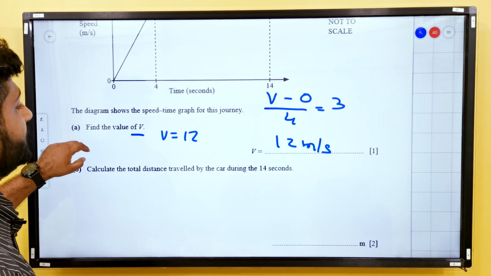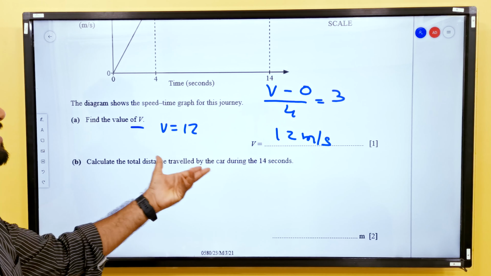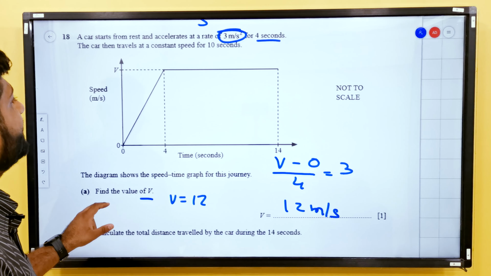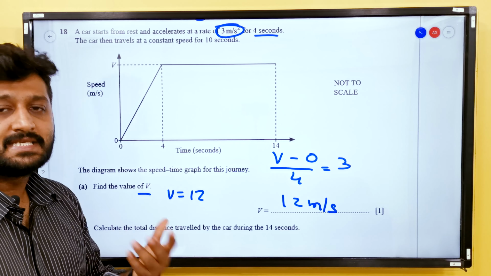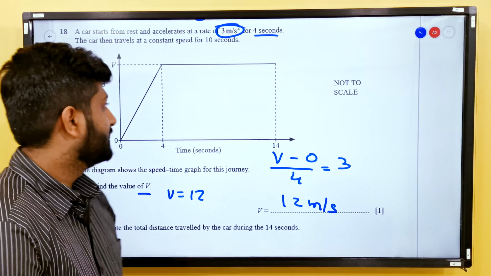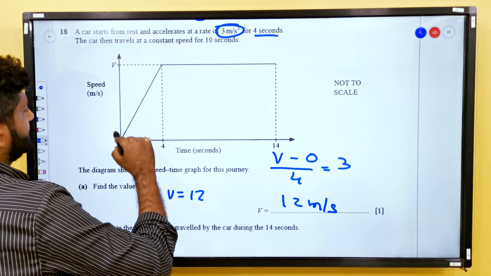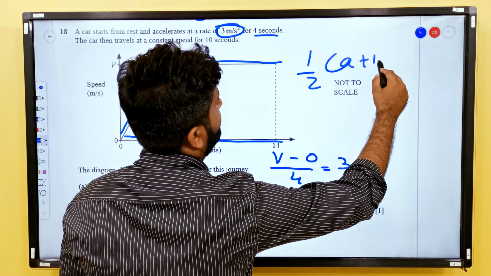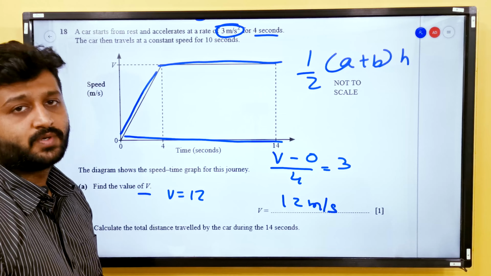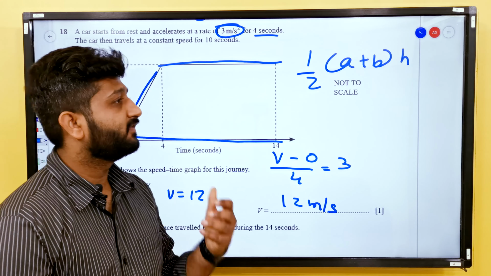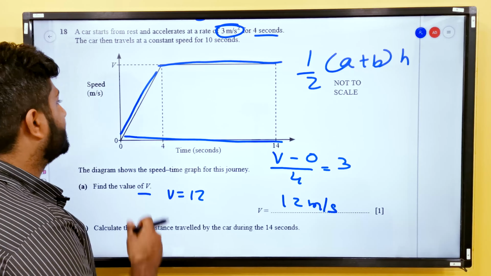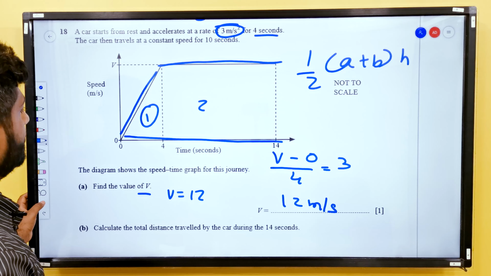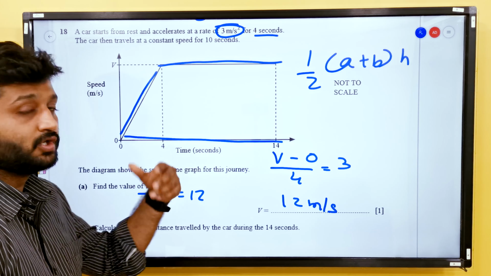Next, calculate the total distance traveled by the car during 14 seconds. So if we have speed time graph, then we can easily find the distance using area. See, this is nothing but a trapezium, right? So you must be knowing that area of trapezium is half sum of parallel sides into distance between them. If you have forgotten this formula, then you can divide this shape into triangle and a rectangle. In that way also you can do it.